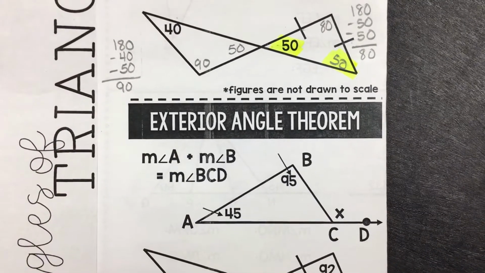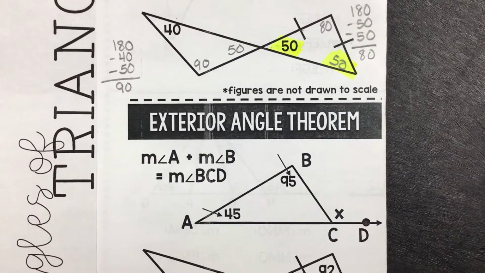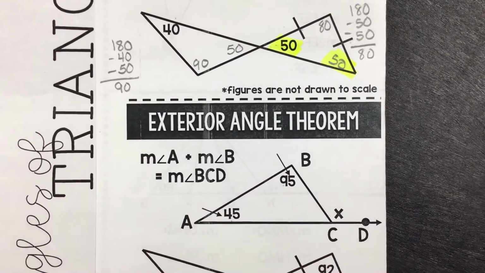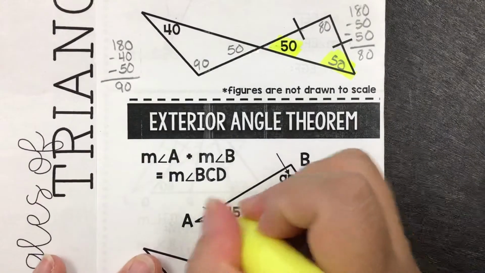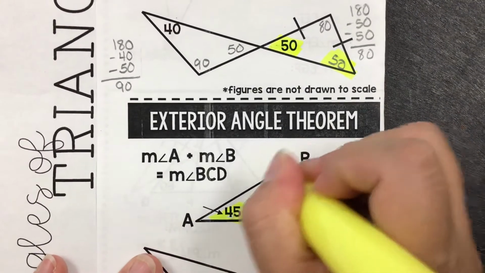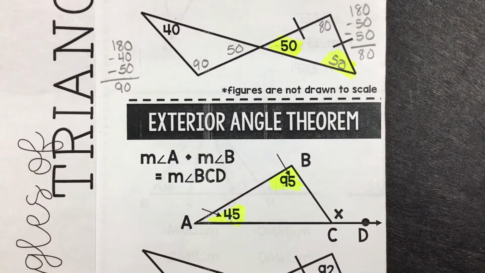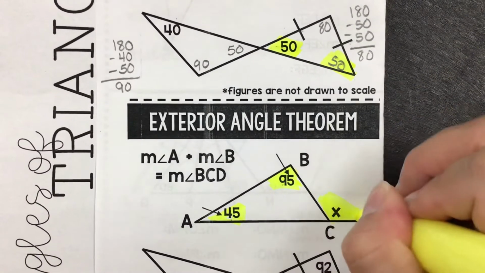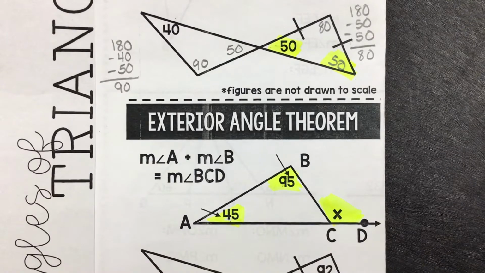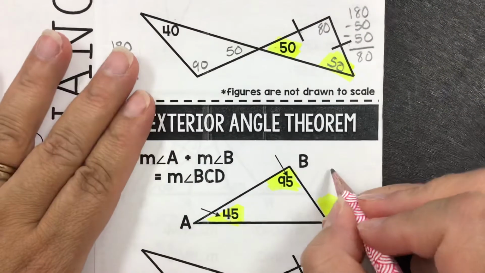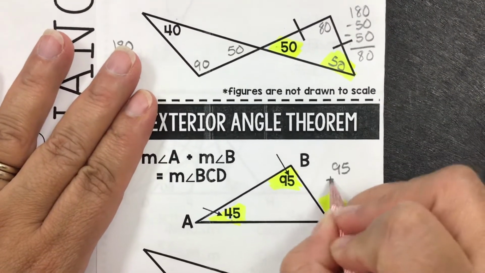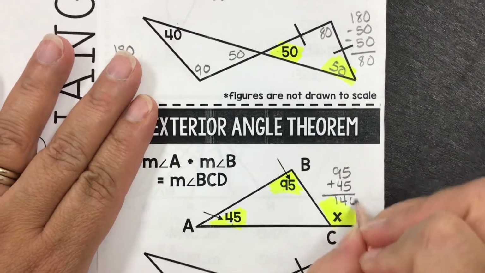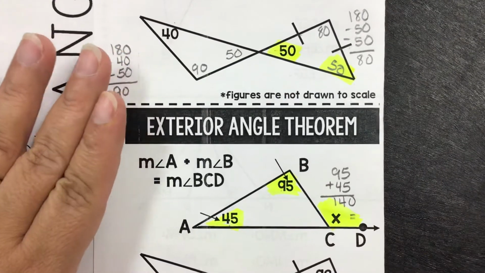This theorem is also new to us. It's the exterior angle theorem. And what that says is that if I add these two inside angles, it's going to give me the sum of this one. So what does that mean? That means if I add 95 and 45, which is 104, that is the measure of x.